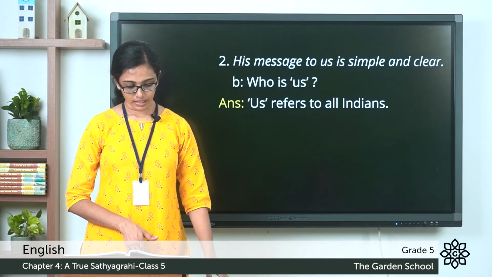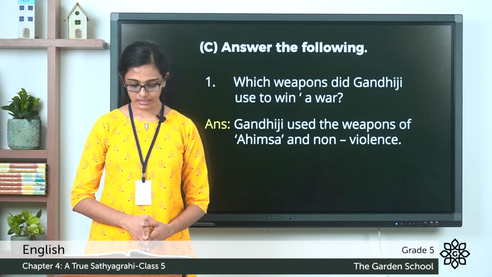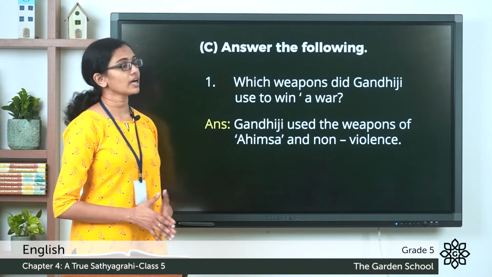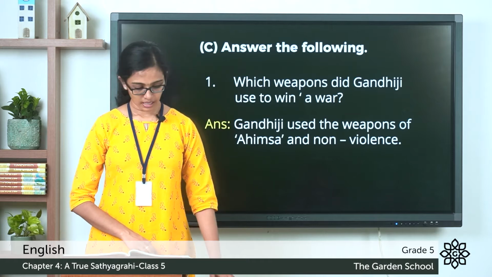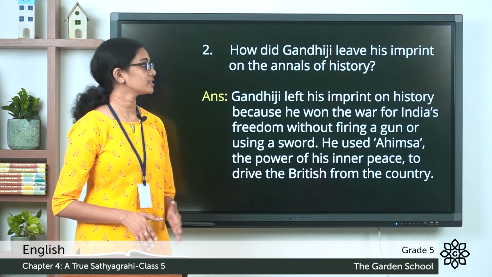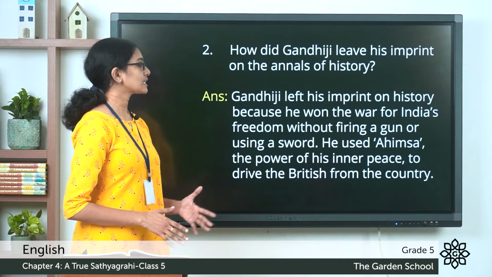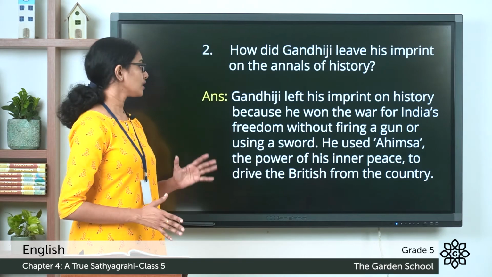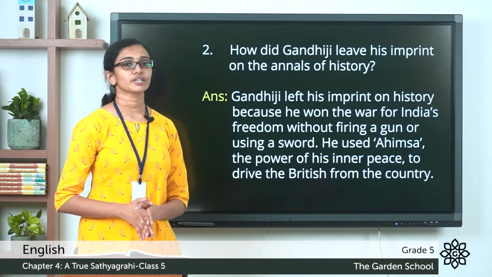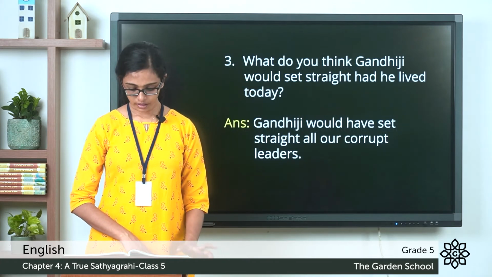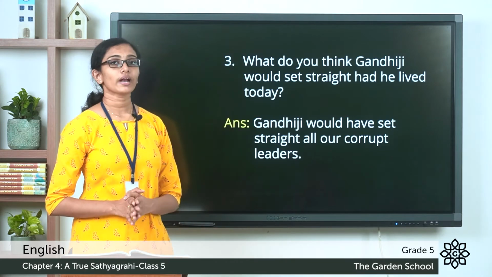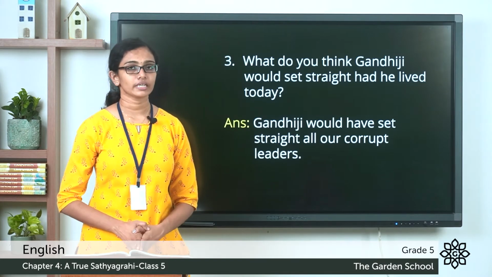Now question C is about answering the questions. We'll see the first question. Which weapons did Gandhiji use to win a war? Gandhiji used the weapons of ahimsa and non-violence. So question number 2. How did Gandhiji leave his imprint on the annals of history? Gandhiji left his imprint on history because he won the war for India's freedom without firing a gun or using a sword. He used ahimsa, the power of his inner peace, to drive the British from the country. So question number 3. What do you think Gandhiji would set straight had he lived today? So Gandhiji would have set straight all our corrupt leaders.